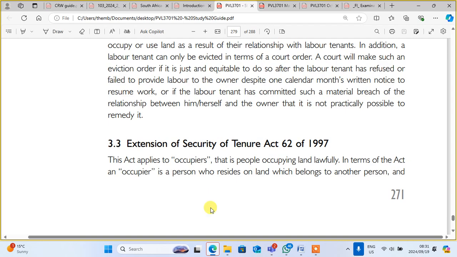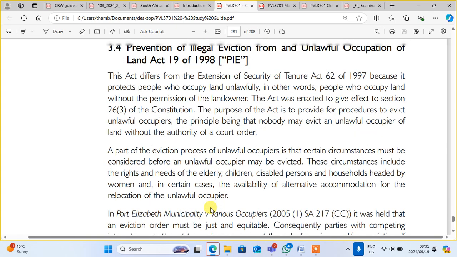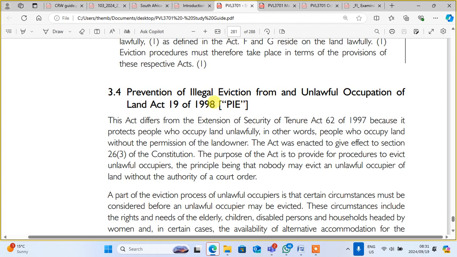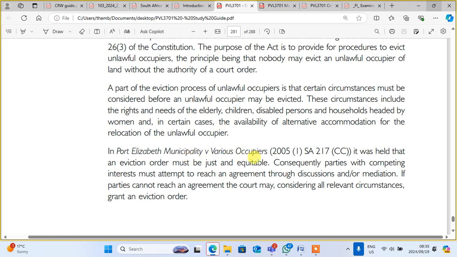Because it's unlawful, it means that he will be protected by the Prevention of Illegal Eviction from and Unlawful Occupation of Land Act. Then when you answer, you go forward, you come to the Port Elizabeth Municipality case where they say that as part of the eviction process of unlawful occupiers, certain circumstances must be considered before unlawful occupiers may be evicted. These circumstances include the rights and needs of the elderly, children, disabled persons and households headed by women, and in certain cases, the availability of alternative accommodation for the relocation of unlawful occupiers.